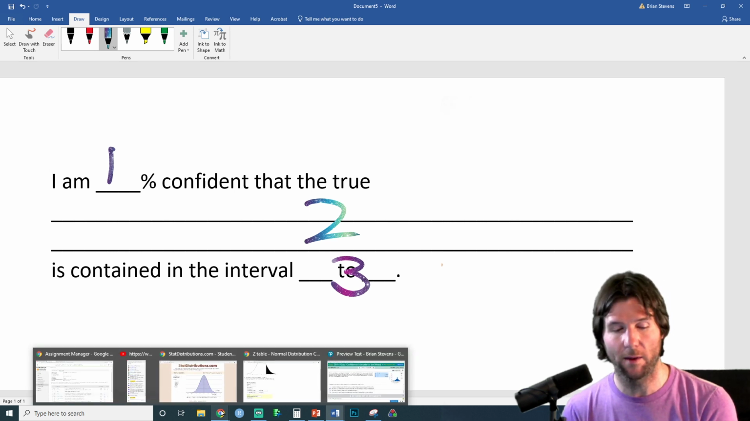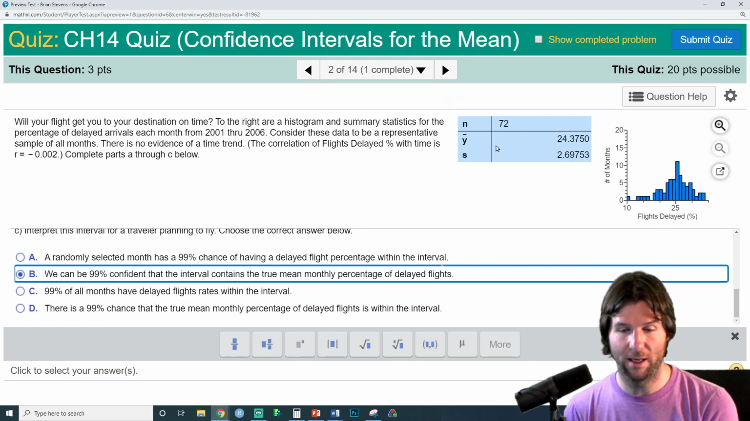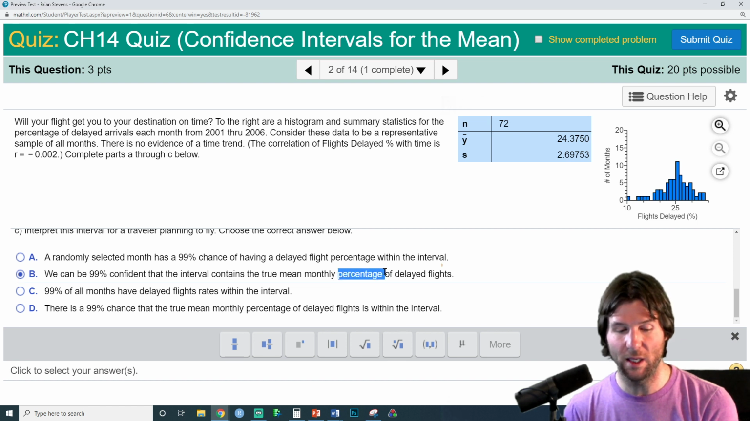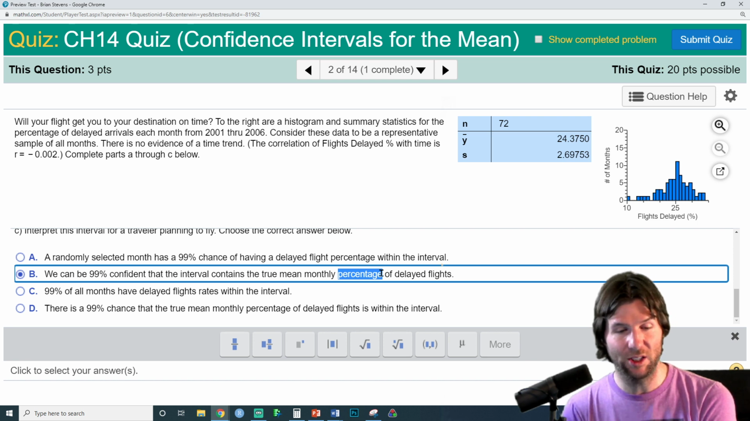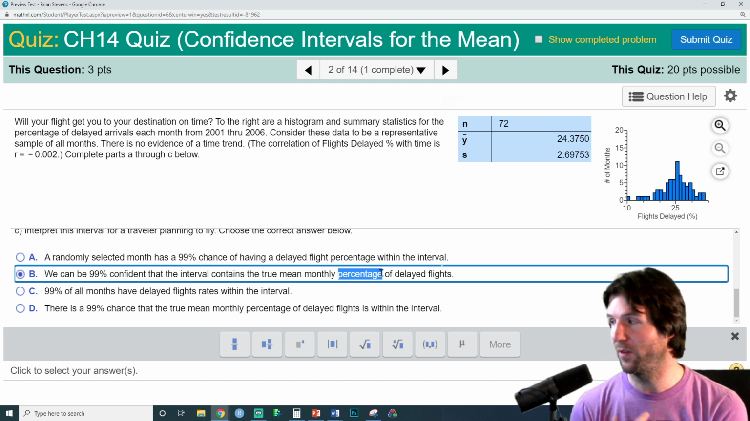I am 99% confident the true mean proportion of flights that are delayed is contained in the interval, because we're collecting on how often flights are delayed. So it's a pretty crazy thing because we're doing the mean percentage. It's a little tricky right here, but we would look at each day and see what percent of flights are delayed.